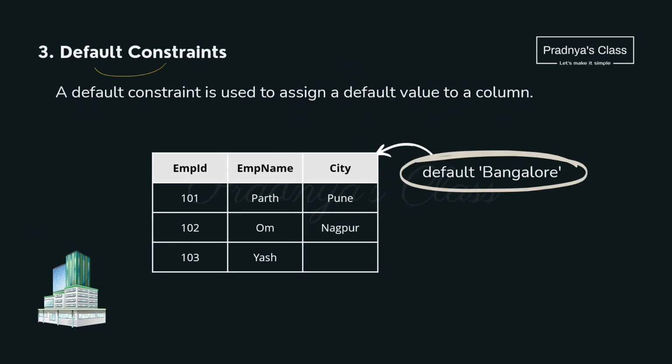Third constraint is default constraint. With that, we can assign some default value for that column. If we don't provide any value, the default value will get considered.